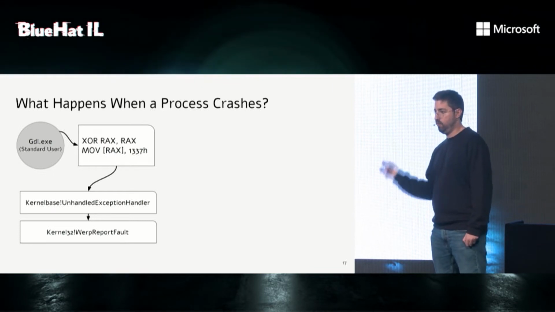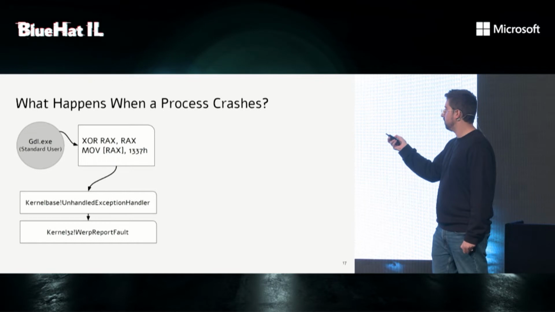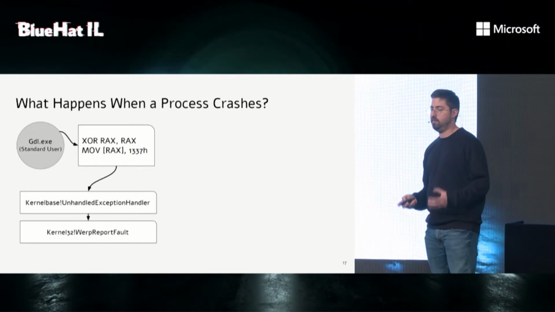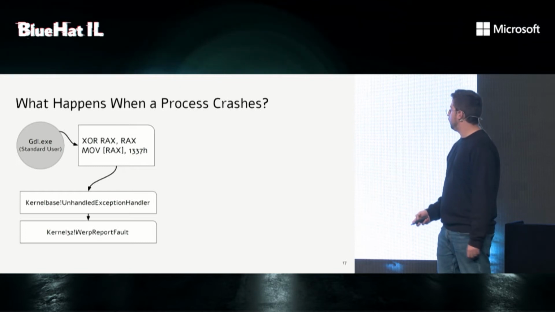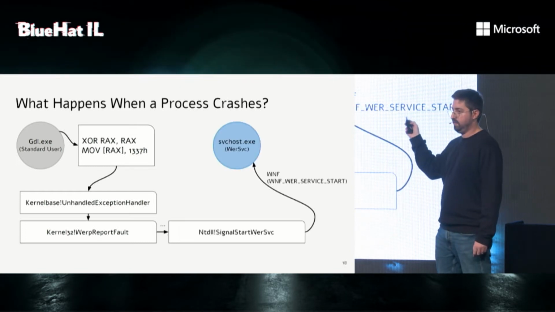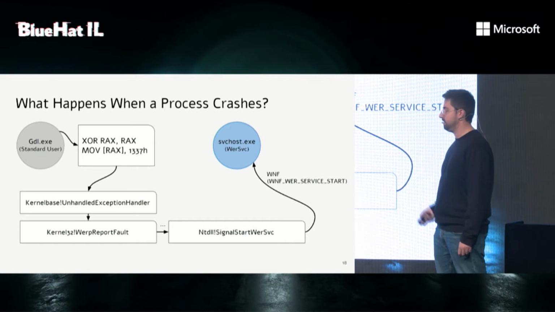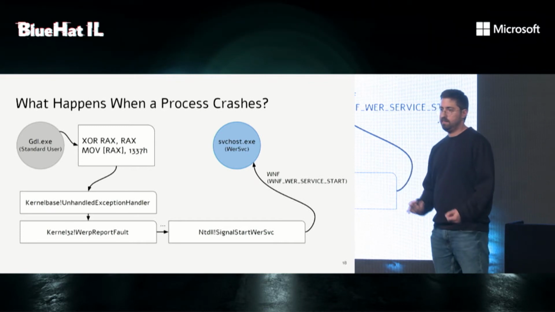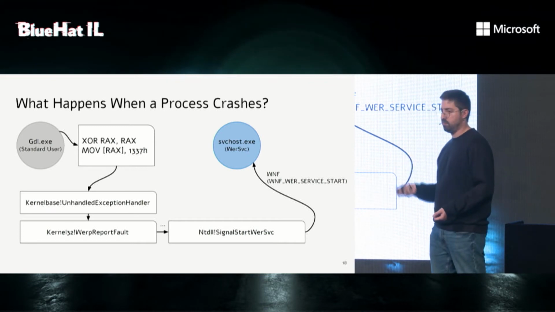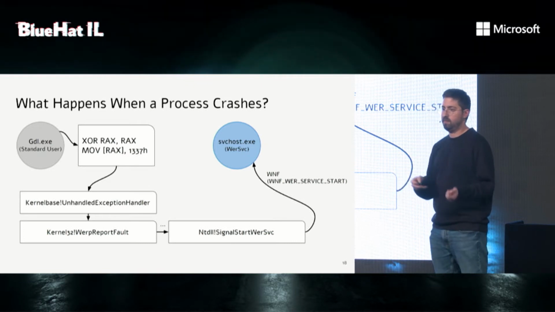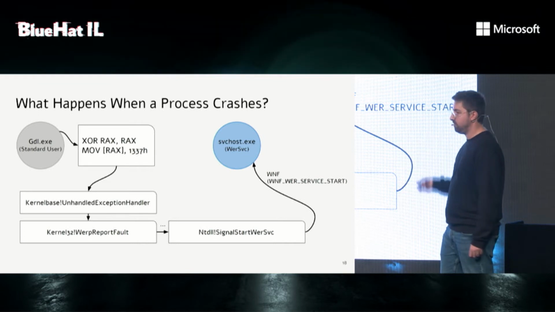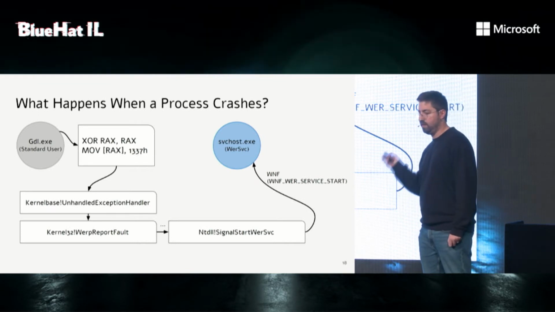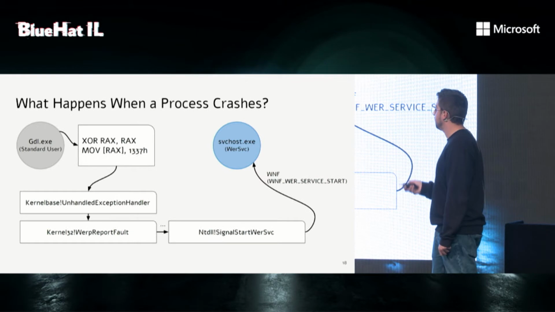WER stands for Windows Error Reporting, and WerpReportFault is our entry point into Windows Error Reporting. The first thing it will do is make sure that WerSvc, the Windows Error Reporting service, is up and running. That service starts on demand each time a process crashes, and it goes down after a while if nobody communicates to it. And it's not really important. The way to do that is to write to the WNF name where the service starts.